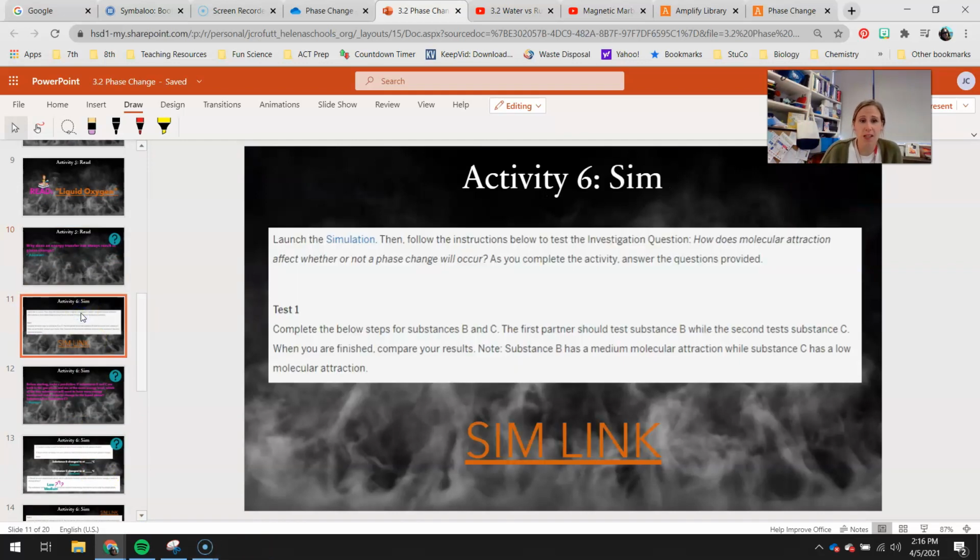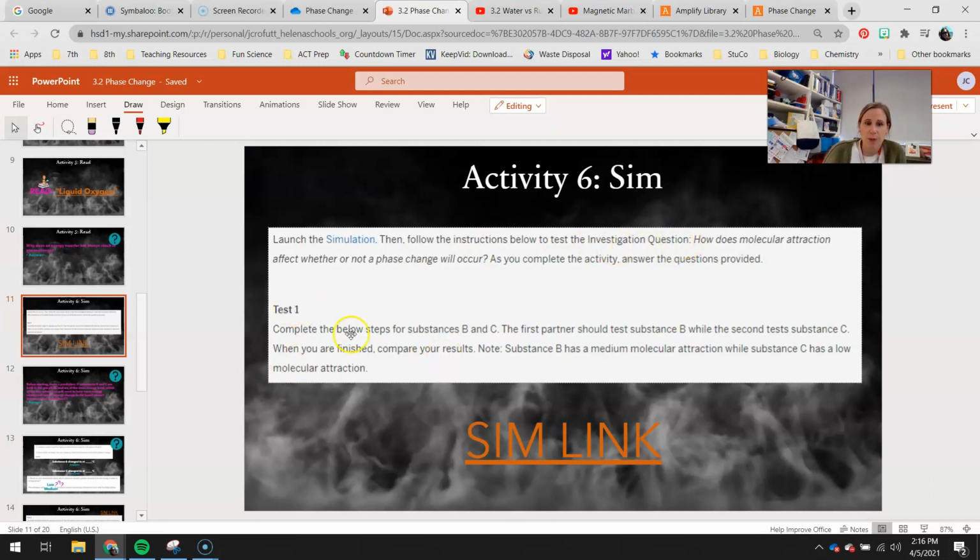All right, moving on, we're winding down with our lesson. Last little part is a simulation here. So launch the sim, here's your link. Then follow the instructions below to test the investigative question: How does molecular attraction affect whether or not a phase change will occur? So as you complete the activity, answer the questions provided.